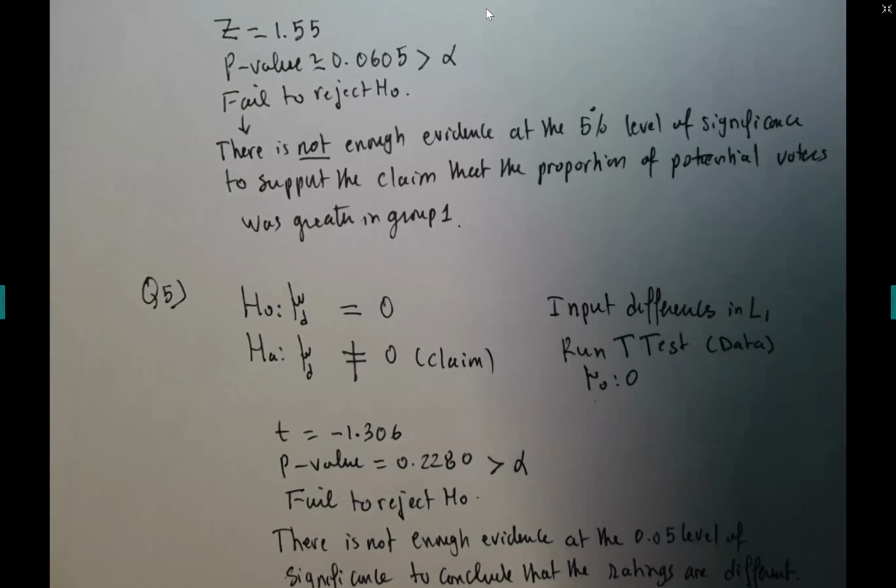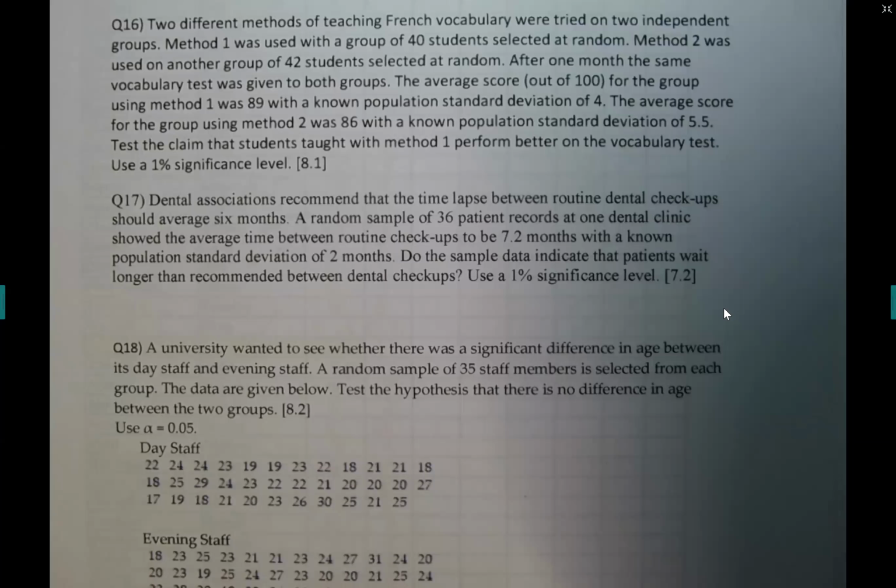So that was question 5. Let's pick one more. Question 16. 2 different methods of teaching French vocab were tried on 2 independent groups. Method 1 was used with a group of 40 students selected at random, and method 2 was used with another group of 42 students selected at random. So let's write down the details.